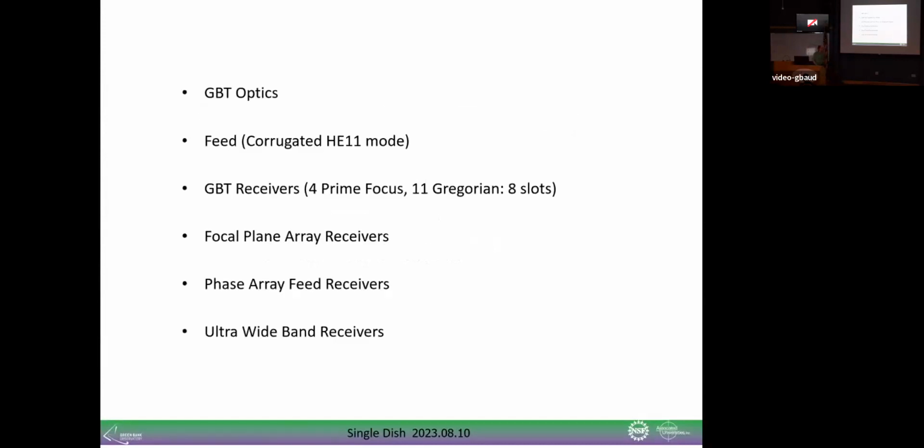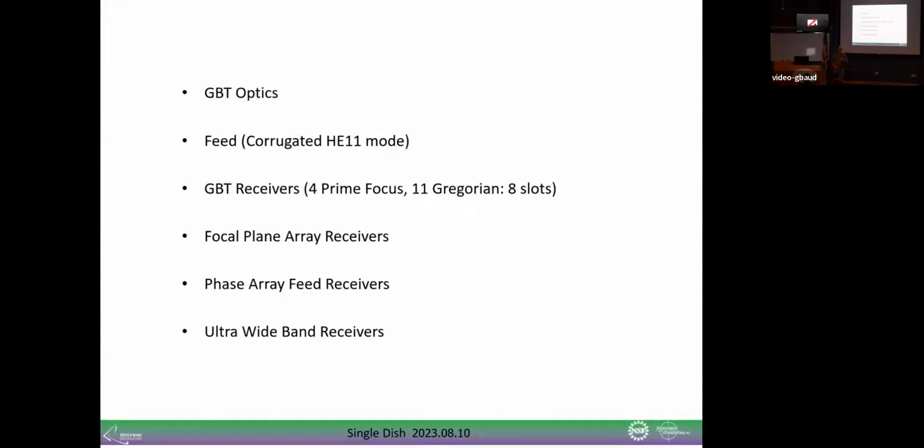So I'll start out by talking about the GBT optics, and pretty much most of our feeds that are employed on the telescope for all receivers are corrugated two-mode feeds. I'll explain why we use those. We're up to 4 prime focus receivers and 11 Gregorian receivers for 8 slots. I'm sure you may want to know why we have so many receivers. Why can't we just have one? So hopefully that'll be answered by the end of this talk.